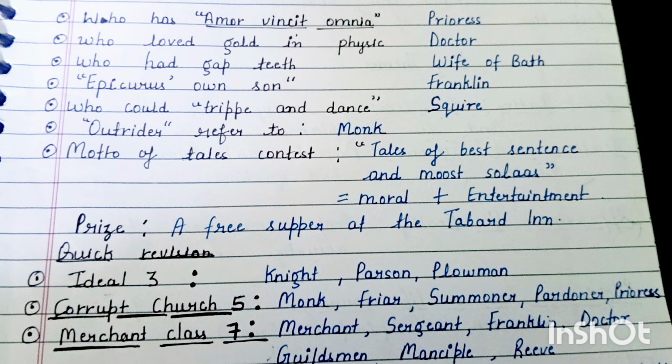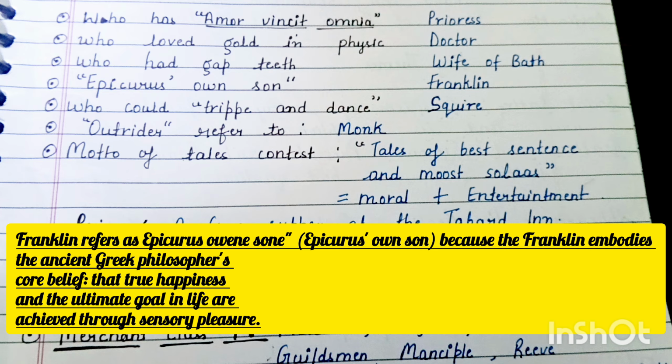Second is, who loved gold in physic? So the doctor of physic, who was a physician himself, loved gold. Third one is, who had gapped teeth? So it is again very important. The wife of Bath had gap teeth. Epicurus' own son. So Epicurus is not a character here, but an ancient Greek philosopher. Franklin has been described as Epicurus' own son.